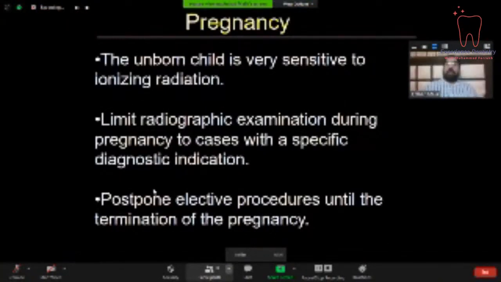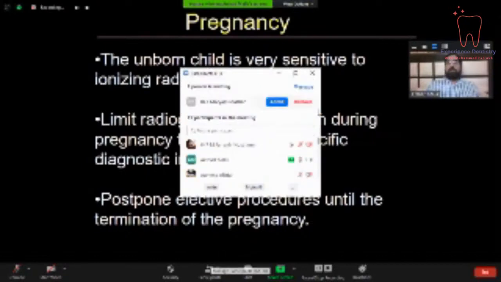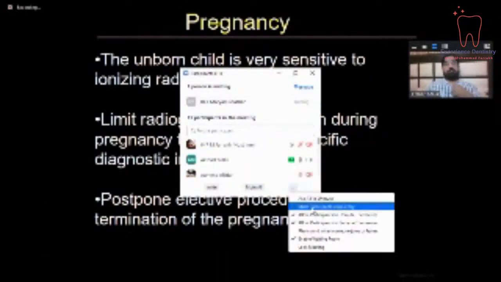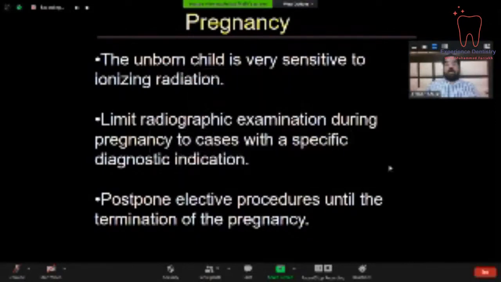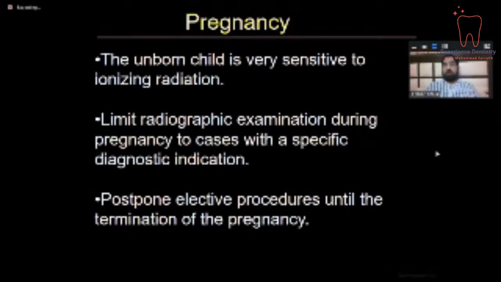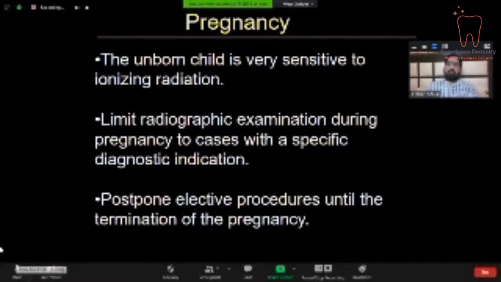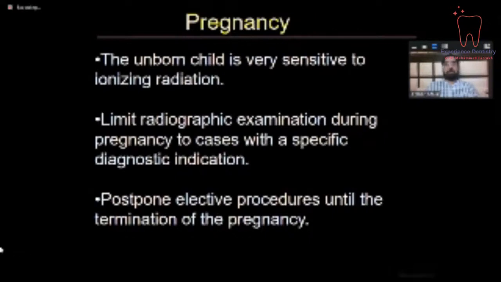In pregnancy, the newborn child is very sensitive to ionizing radiation, especially in the first trimester. You know, there is always a problem of mutation, and that's why we generally do not favor any type of radiography in the first trimester. Limited radiography examination during pregnancy should be done only with a specific diagnostic indication. Just those cases where, say, there is peritonitis, or you are going to drain an abscess. Then in those conditions you have to take the radiograph. Postpone the elective procedure until after the termination of the pregnancy. This is the wonderful rule: you do not do anything with reference to ionizing radiation during pregnancy.